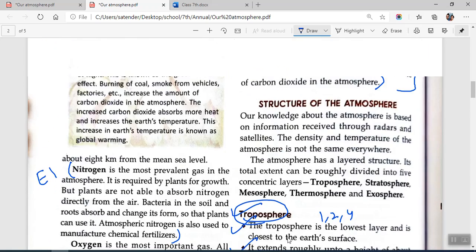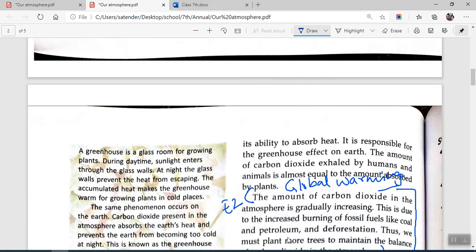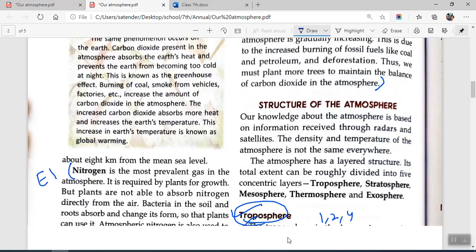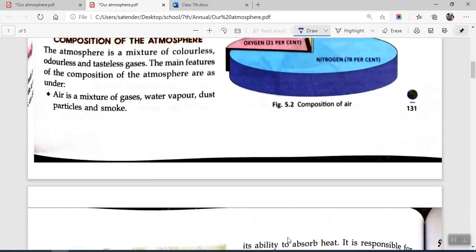Carbon dioxide is important because of its, hold on a second, let me just erase these ones so there is no confusion. Okay, its ability to absorb heat, it is responsible for the amount of carbon dioxide. You can write this point, till this point, okay? So in case of carbon dioxide, you will be writing this point.